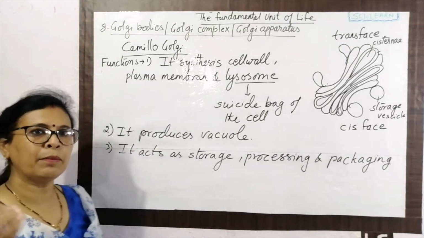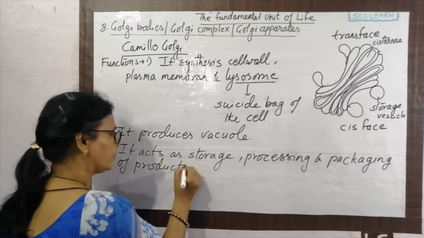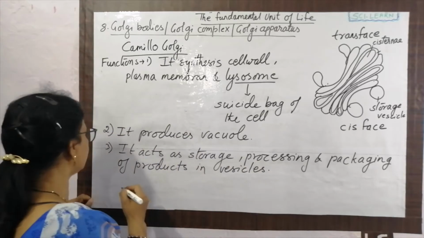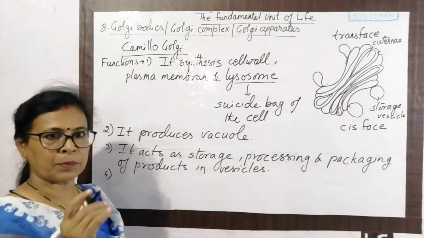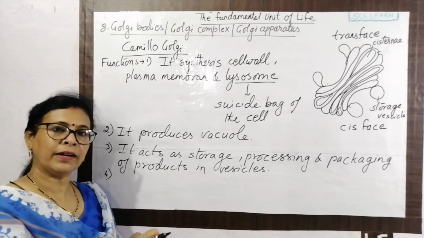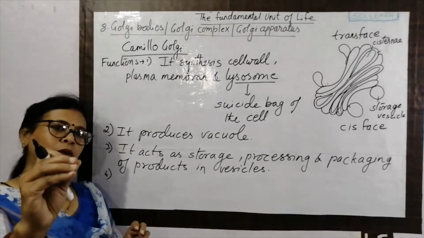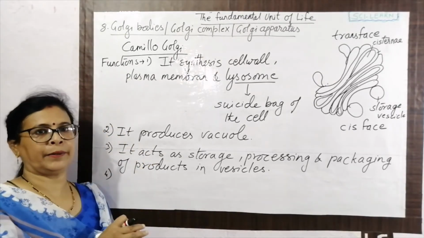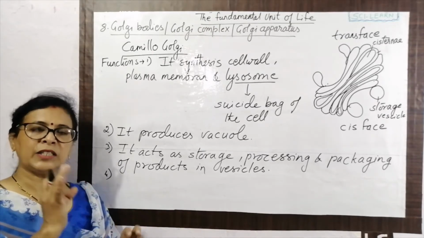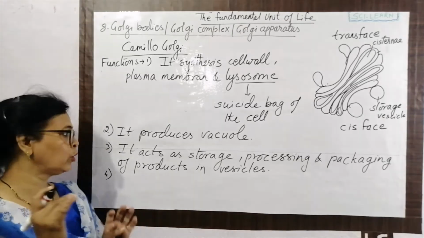Storage, processing and packaging of products in vesicles. That is the important function of the Golgi complex. The substance which is produced by it, processed by it, is packed in the vesicle of the same place. The material which is synthesized near the endoplasmic reticulum is packed and dispatched to various sites by the Golgi complex.